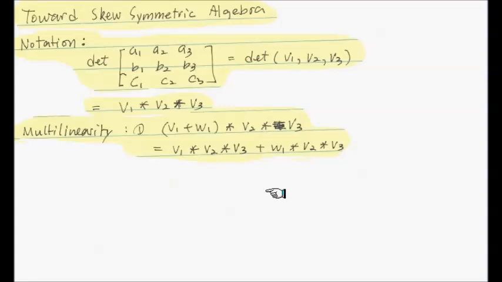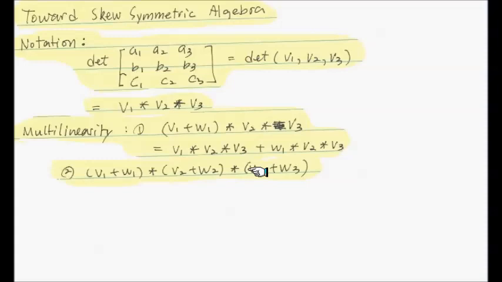But that's the same as v1, v2, v3 plus w1, v2, v3, like that. If these were numbers, this is called the distributive law. The only thing we have to be careful about here is that you have to keep the position of v2, v3 to the right, and whenever you want to change this order, you have to deal with the skew symmetric property.